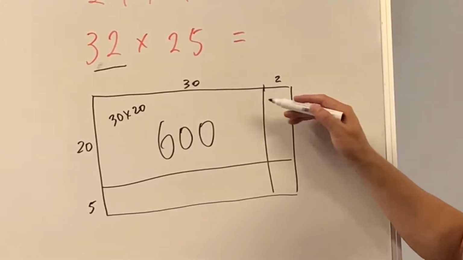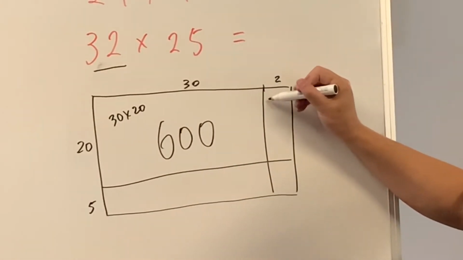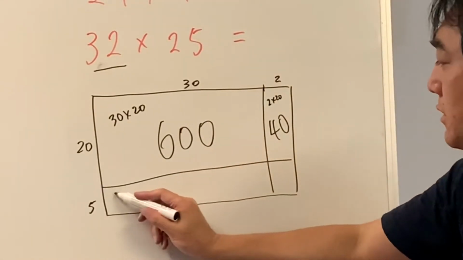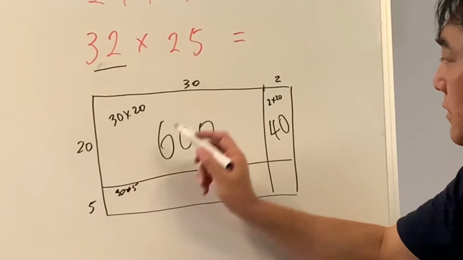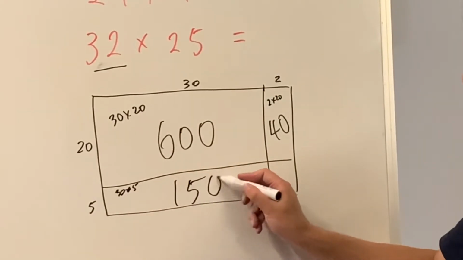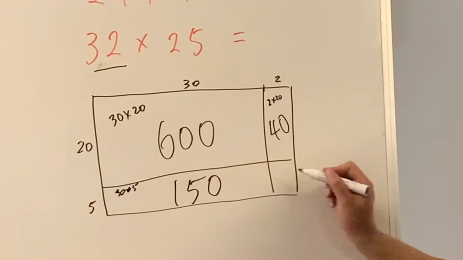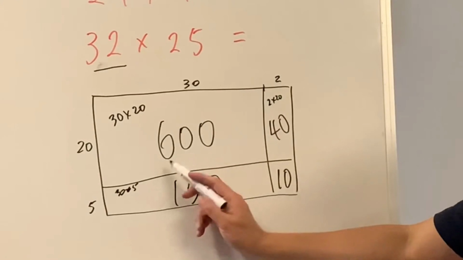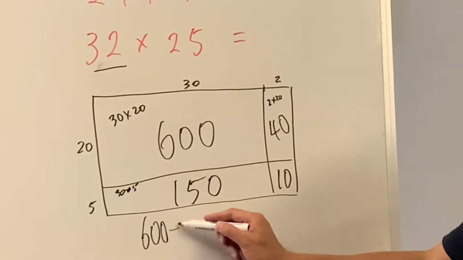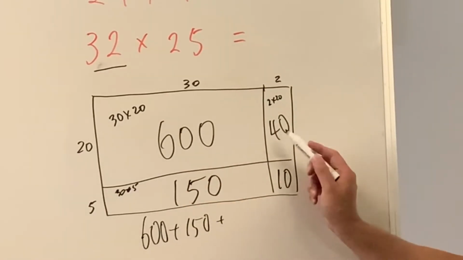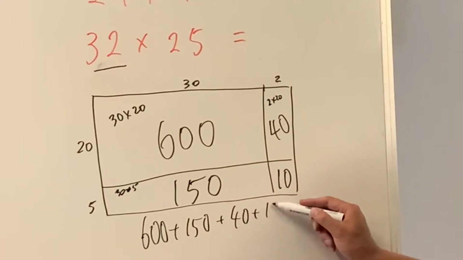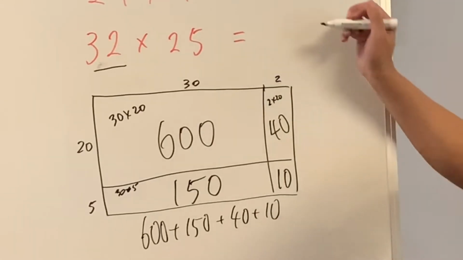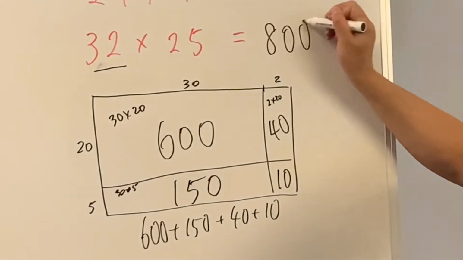This part is 2 dots and 20 rows, so I need 2 times 20, this is 40. 30 times 5 here is 150. 2 lots of 5s, 10. 600, 150, 40 and 10. 50, that's amazing, that's 800. Good number.